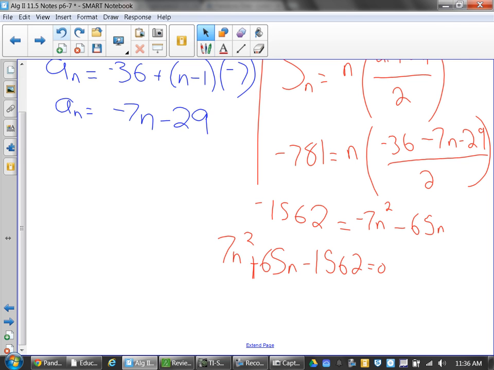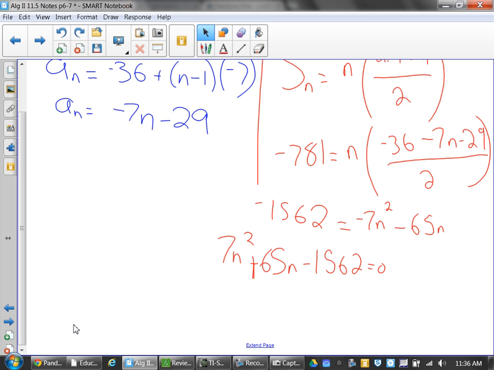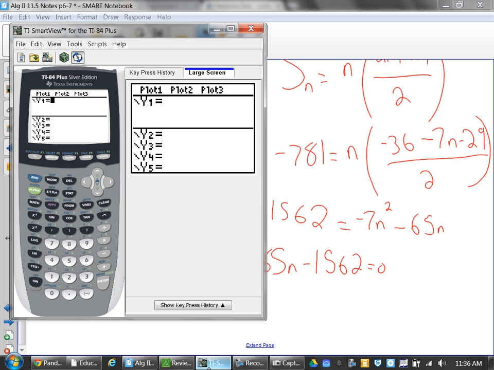And now I can just go right to your calculator. Instead of adding to the side, you can just divide everything by negative 1. You're right, you can multiply everything by negative 1. Then did you move the 1562 the other way? And you still have it being negative then? You're fine. It works the same. So at this point, you would just go to your calculator and you type in 7x squared plus 65x minus 1562. I go right to my table.